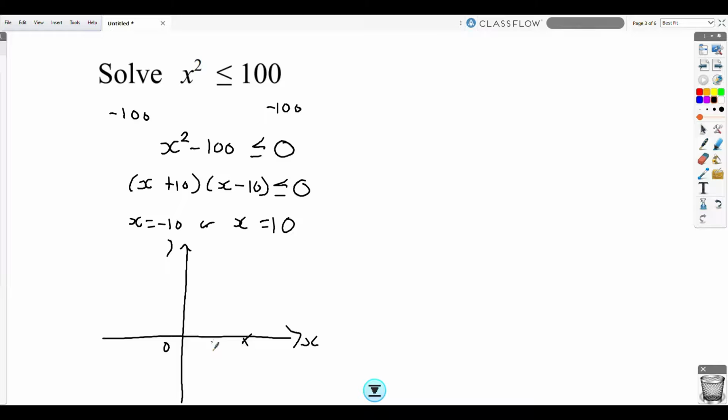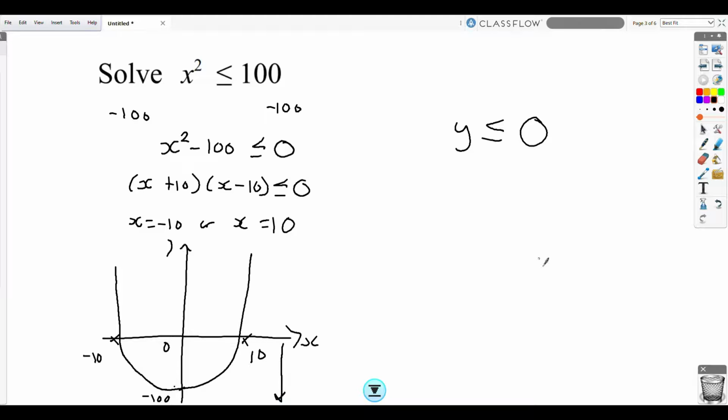So we're crossing at 10, minus 10 and minus 100. Let's just do 10, minus 10 and minus 100. Now once again, you're going to replace this with y. So you're looking for the values when y is less than or equal to 0. So that's the bottom half of the graph.